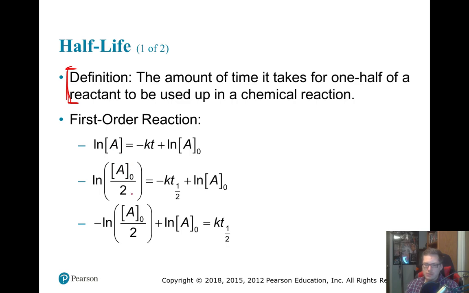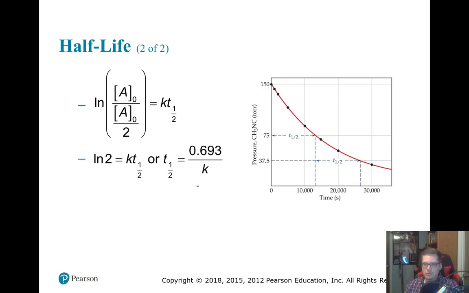So we replace that with concentration of A naught divided by 2, and the t becomes t1/2 for half-life. Then we rearrange this to solve for t1/2, and then some more math, and we get this right here: the half-life of any first-order reaction is equal to 0.693 divided by k. So we can find the half-life of anything that's first order as long as we have that k value. You just take the natural log of 2 divided by k, or 0.693 divided by k.